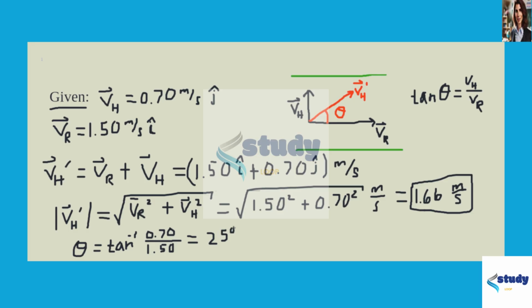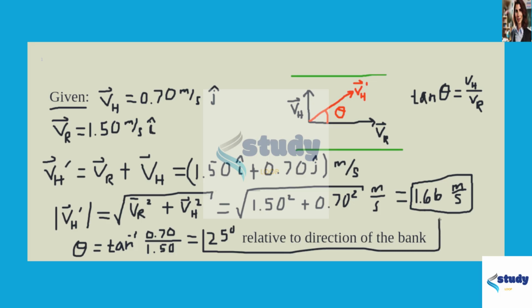And that 25 degrees, and we'll just write this out, is relative to the direction of the raft, or the direction of the bank, because the raft moves parallel to the bank. All right. Okay, and we can go ahead and box that in as our solution for the direction. So we have solved both magnitude and direction.